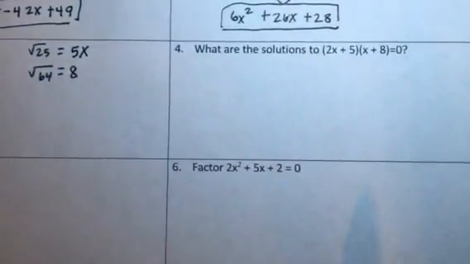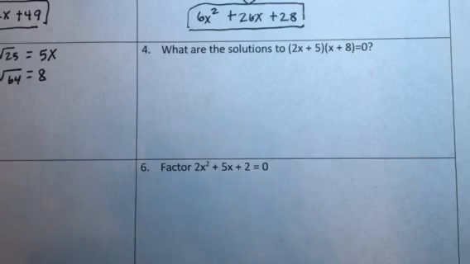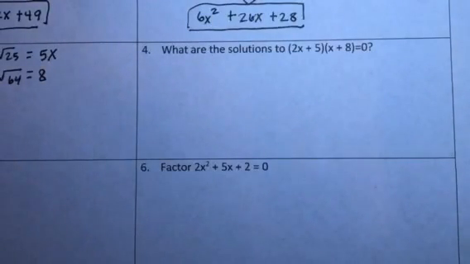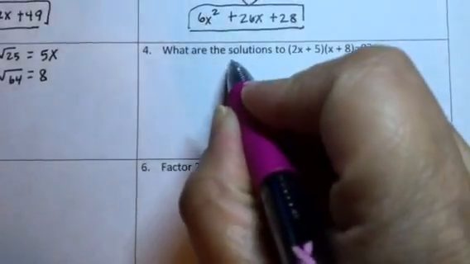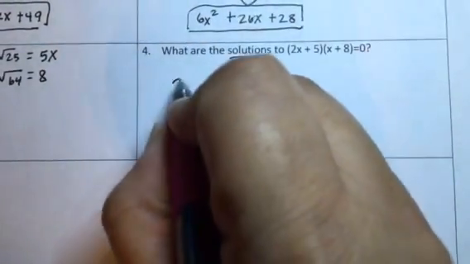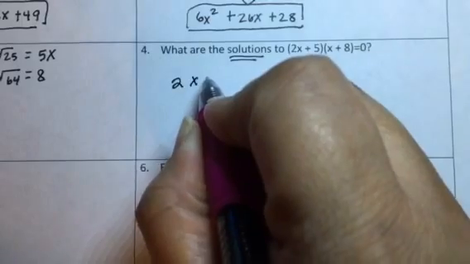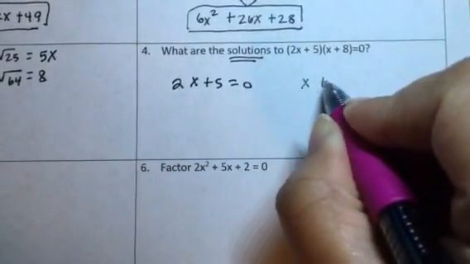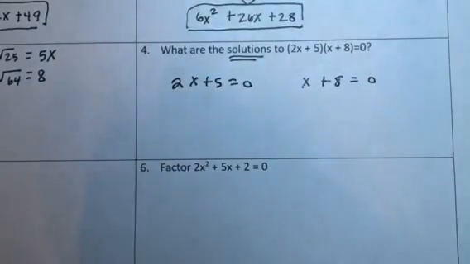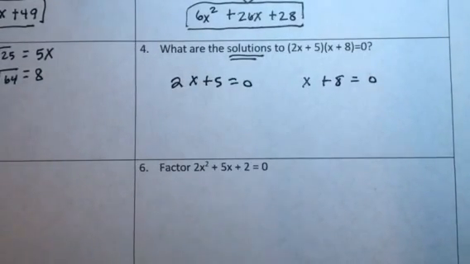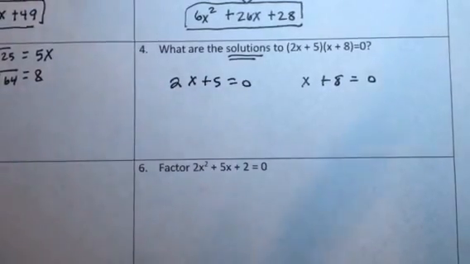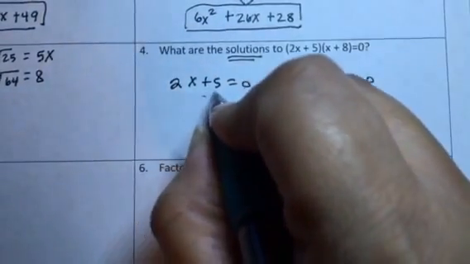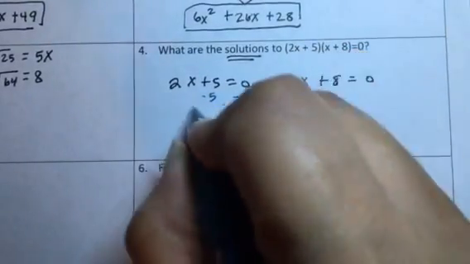Alright, number 4. What are the solutions to (2x + 5)(x + 8) equal to 0? Okay, so because it's asking for solutions, you should know that you're taking 2x + 5 equal to 0 and x + 8 equal to 0. Now, some of you did not like that we did this in our heads. So what I'm going to do is I'm going to subtract 5 and show you that I'm doing the steps to solve for x.